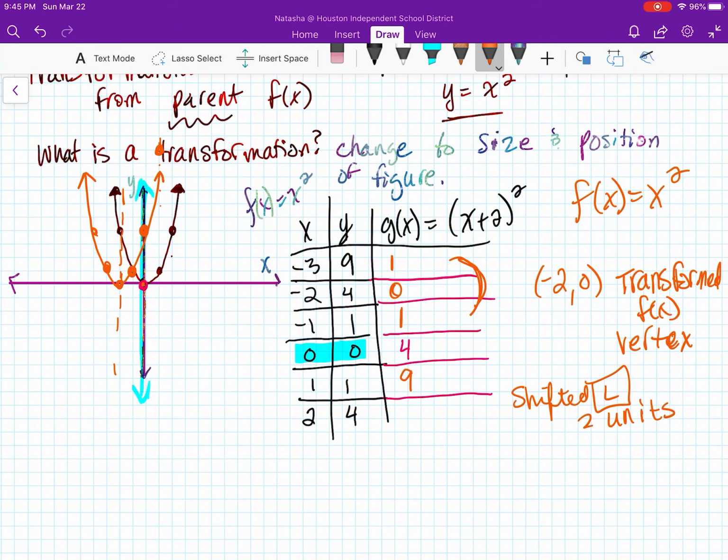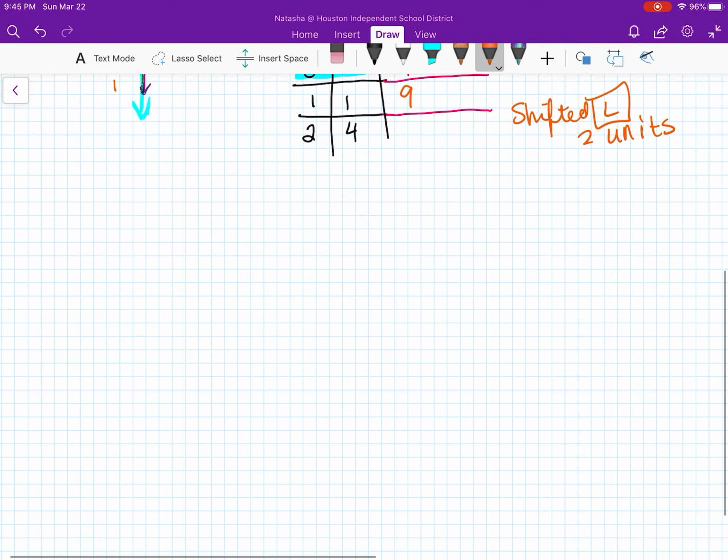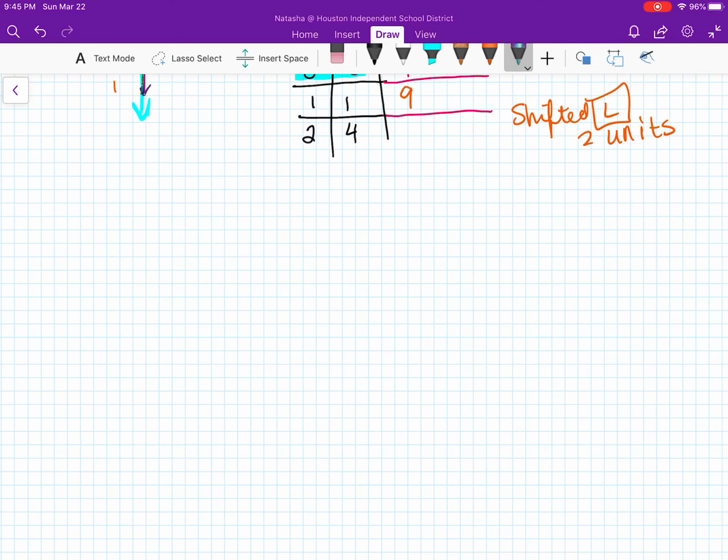So in the next video, let's go ahead and put it together, and then we'll do some more examples. So putting it together, when we have the quadratic form f of x equals a times x minus h, squared, plus k. Now, if you remember, this is vertex form. So when it's in vertex form, we can easily identify our transformation. Our vertex is at (h, k).